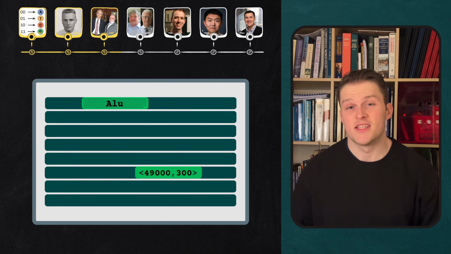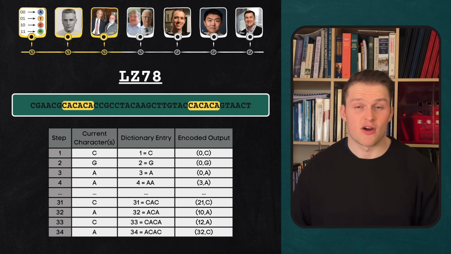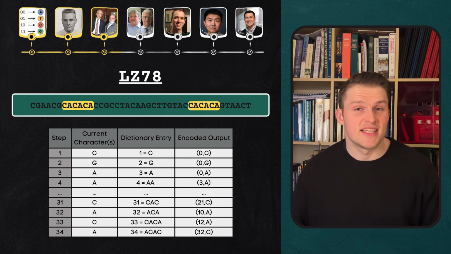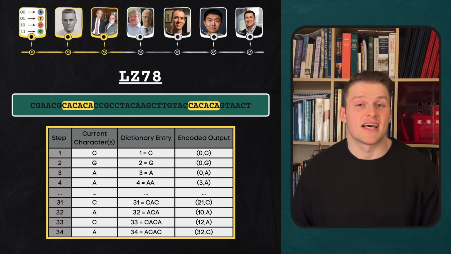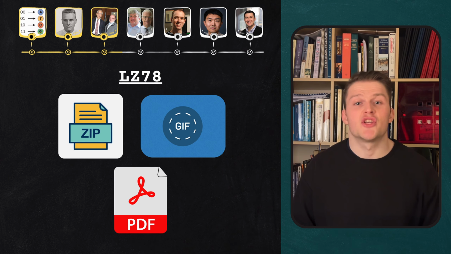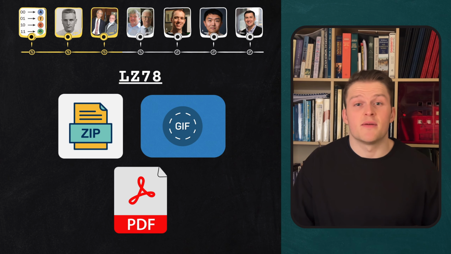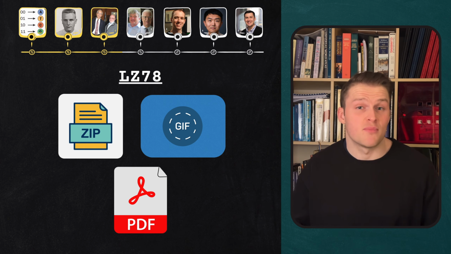But Lempel and Ziv didn't stop there. They quickly improved their algorithm with LZ78. While LZ77 uses a sliding window to find repeated patterns, LZ78 builds a dictionary of patterns as it goes, making it more efficient for certain types of data. This became the foundation of many compression tools you probably use every day. Zip files, GIF images, and PDF documents all use variations of the Lempel-Ziv compression.